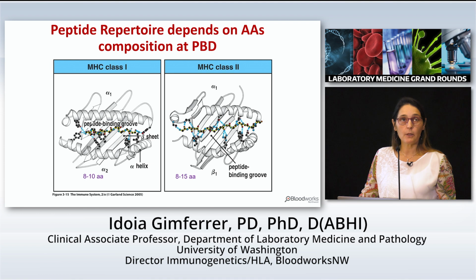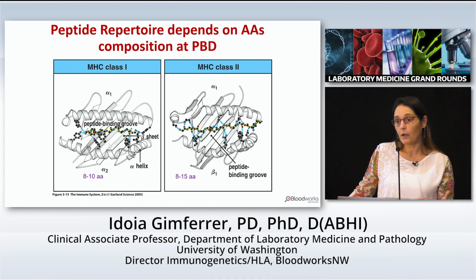So if you change the amino acid composition of the HLA, since every HLA will have a different composition of amino acids, they will bind a different array of peptides. And this is very important because what you want is diversity. You want to present to your T cells as many peptides as possible.